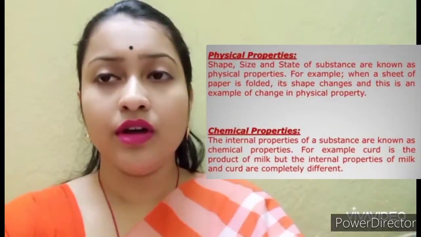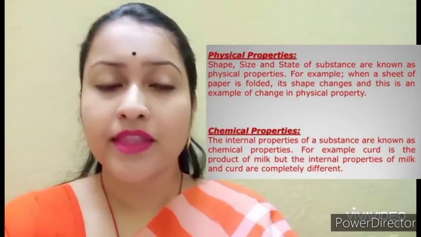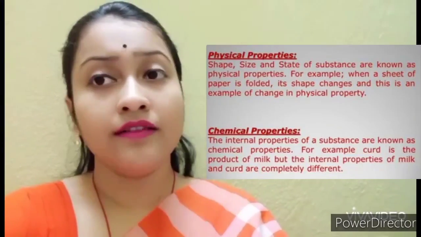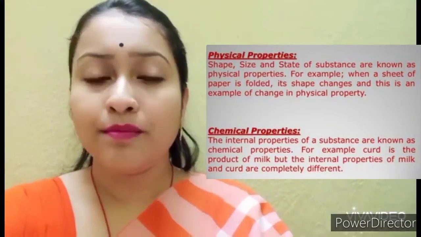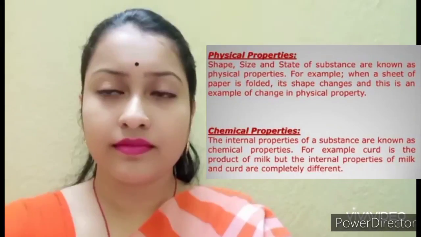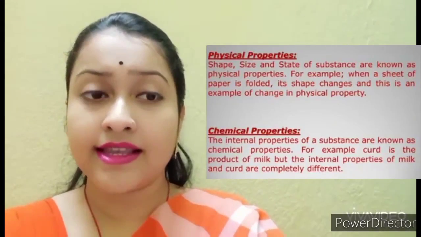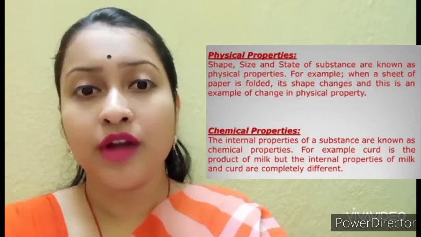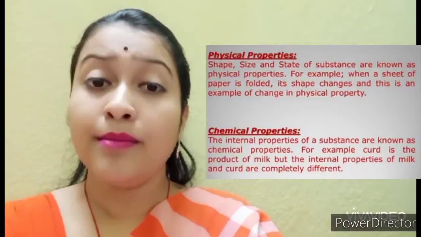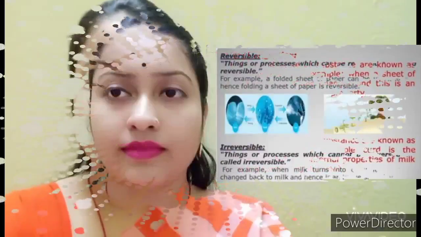Now, I will tell you about physical properties. What are the physical properties? Shape, size and state of substances are known as the physical properties. For example, when a sheet of paper is folded, its shape changes. Chemical properties: the internal properties of a substance are known as chemical properties. For example, curd is the product of milk, but the internal properties of milk and curd are completely different.